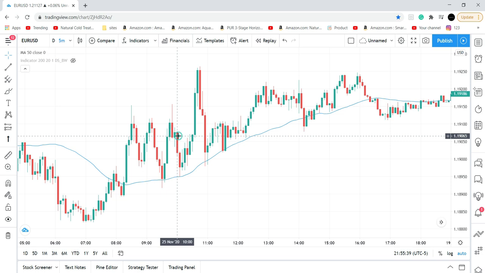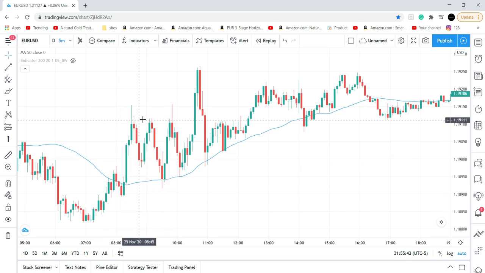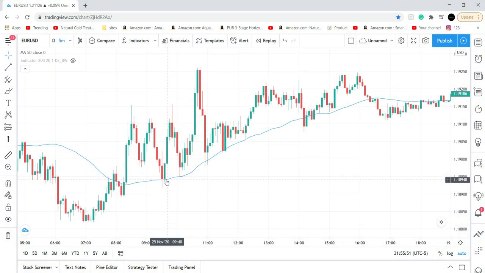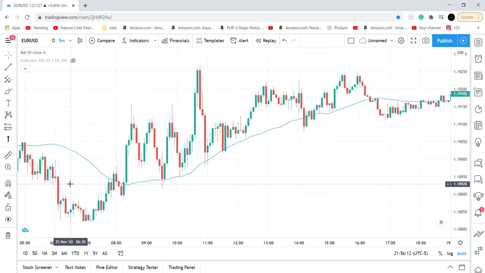Okay, now we are still using the 50 moving average. We have price above that 50 moving average. This time we are going to use supply and demand. So we're going to combine supply and demand with the 50 moving average. Now if you don't know what supply and demand is, it's basically aggressive buying and aggressive selling. I have a lot of videos on my channel about it.